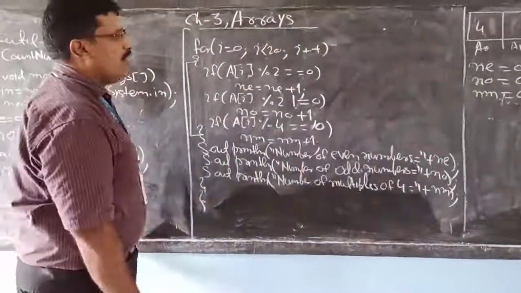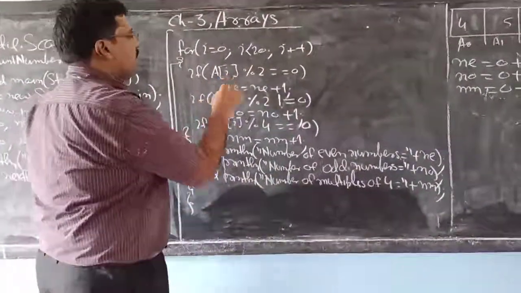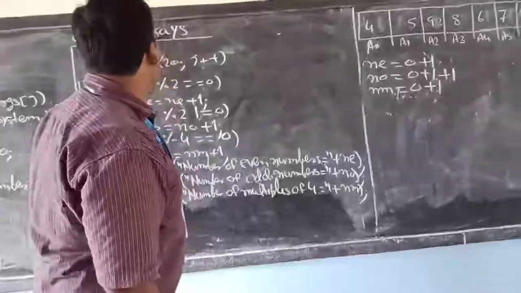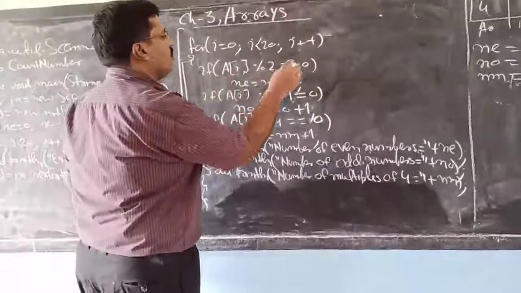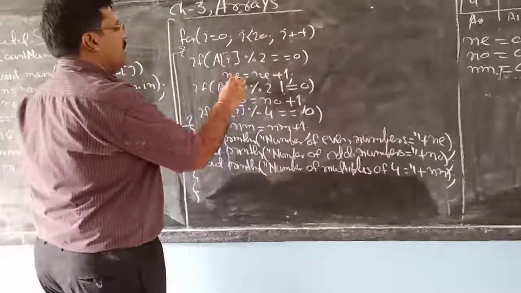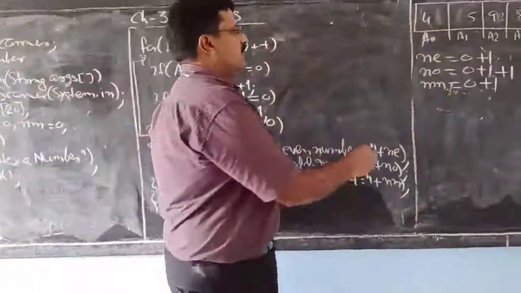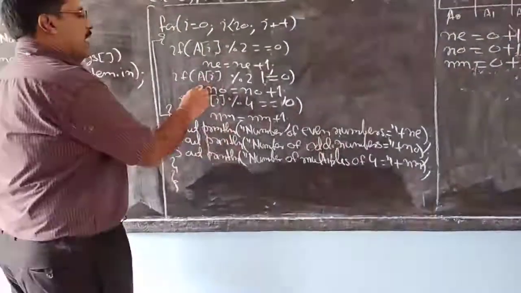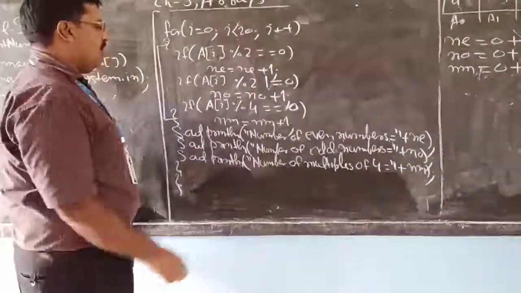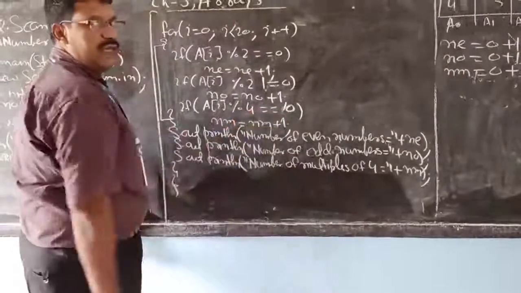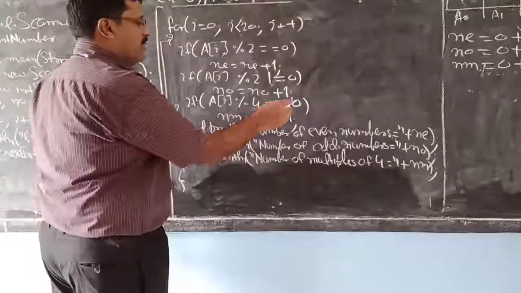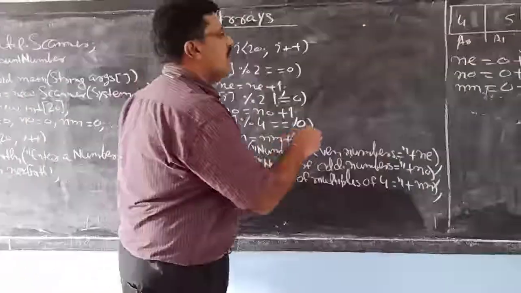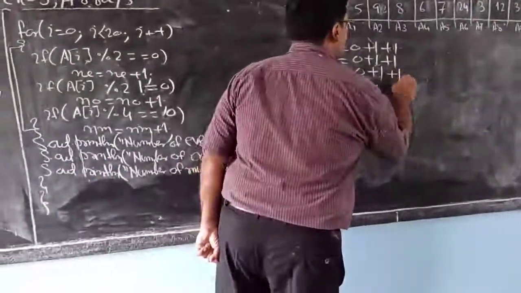Next time will be 3. If A3, what is A3? A3 is 8. If 8 modulus 2 equal to 0, yes. So ne equal to ne plus 1. 8 modulus 2 is not equal to 0, false. 8 modulus 4 equal to 0, yes. If you divide 8 by 4, remainder is equal to 0. So 8 is a multiple of 4. So again nm plus 1.